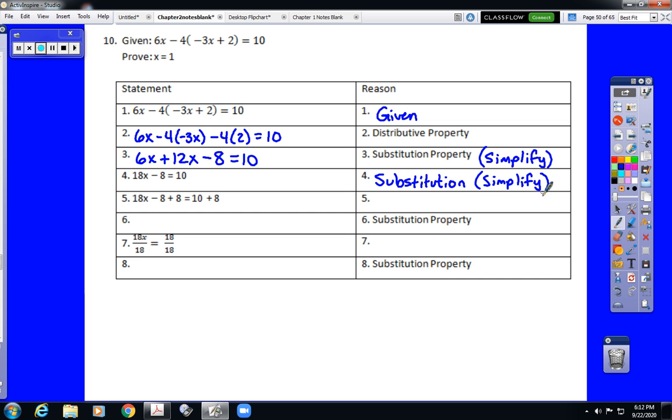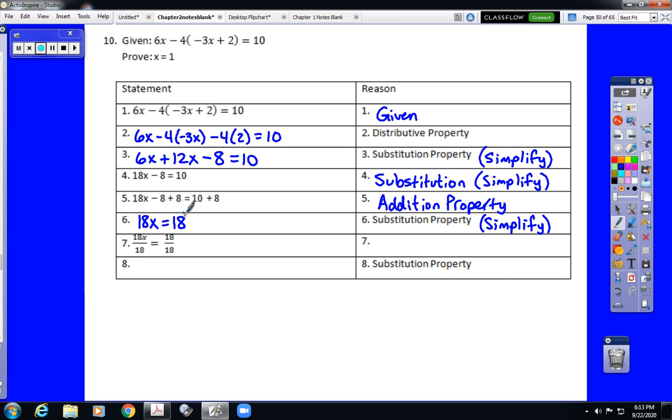It is possible to use substitution multiple times in a row. In step 5, they're getting the 18x by itself by adding 8 to each side of the equation. So step 5 would be the addition property, which after we show addition, we would then use substitution property to simplify that. So that would be 18x on the left side because the 8's cancel. On the right side, 10 plus 8 is 18.